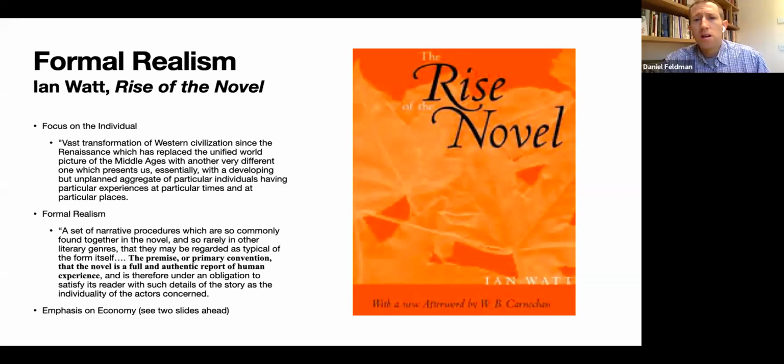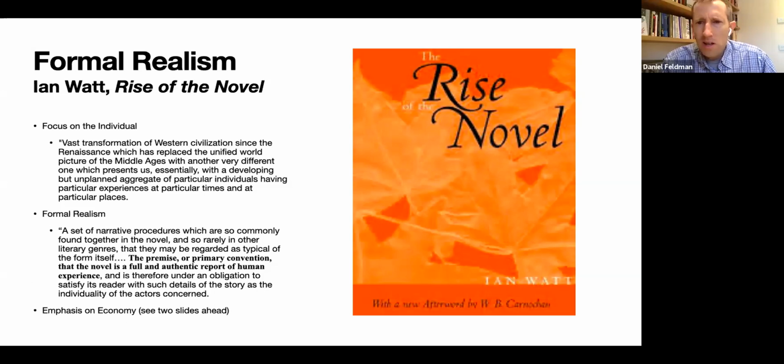The novel is marked by this turn from a portrait of society on the whole, where everyone is in a unified world with a coherent and unchanging rigid structure, to an aggregate, an assemblage of different individuals who are all doing different things, having particular experiences, and that focus on the particular is key. Another key part of this is the formal realism. This is a term that I mentioned to you already, and here it is in its genesis, its coinage by Watt. What is formal realism?